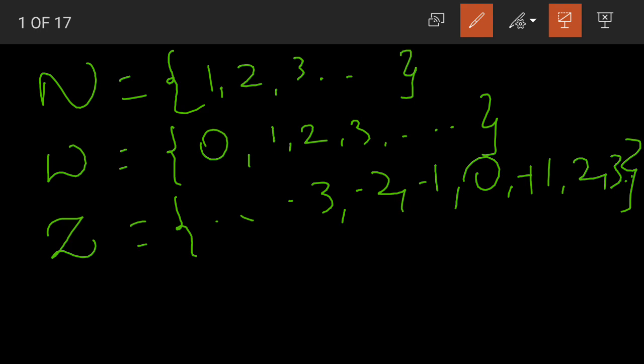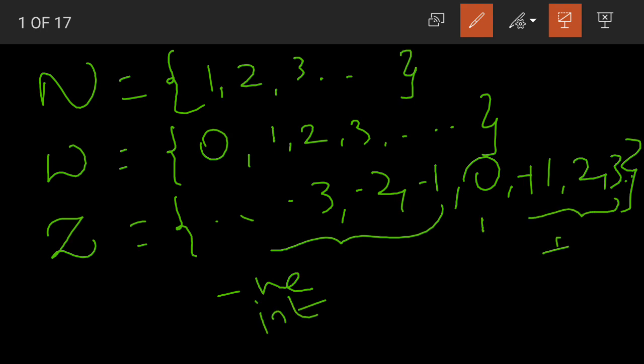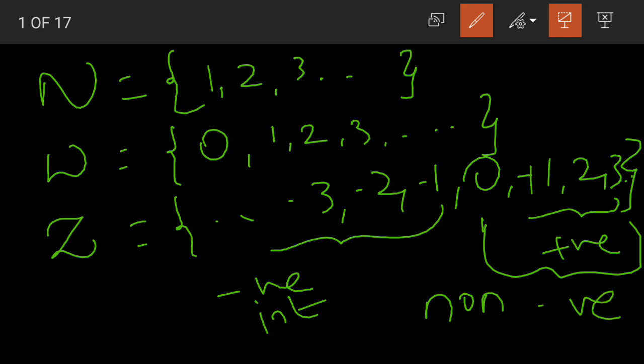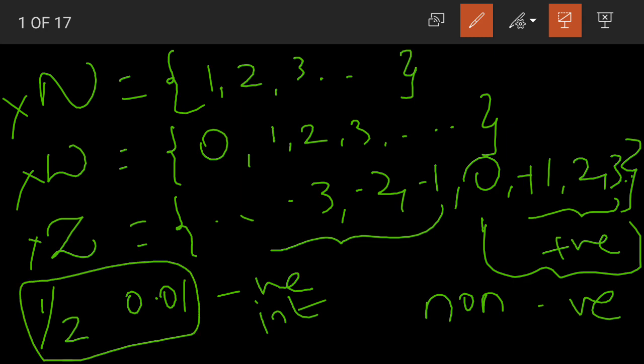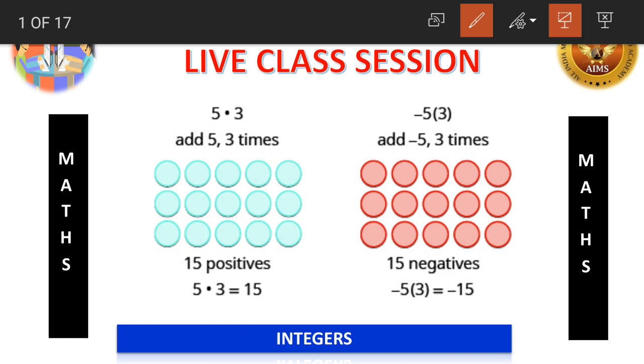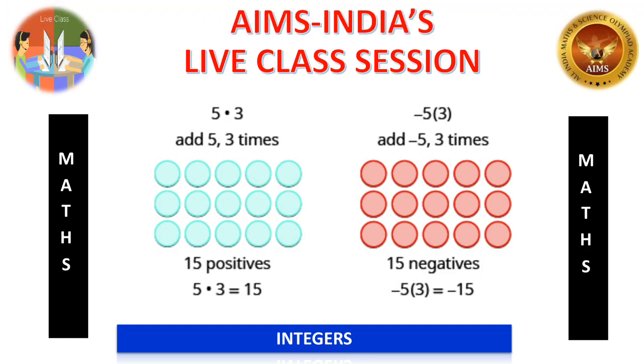I hope you remember all these things. -1, -2, -3 are called negative integers. 0, 1, 2, 3 are called positive integers. 0 along with the positive integers are called non-negative integers. And an important point to remember is that fractions and decimals do not fall under any of these categories. These are neither natural numbers nor whole numbers, and they also do not fall under the category of integers. Right, children? I hope this was clear for you in the last class.